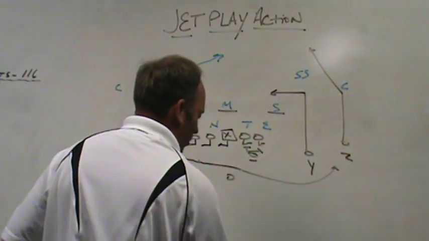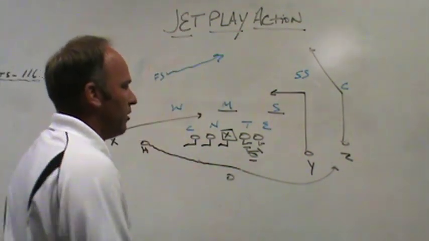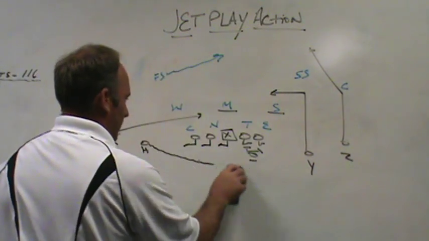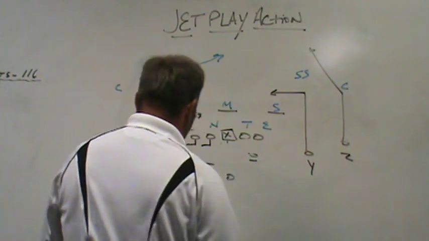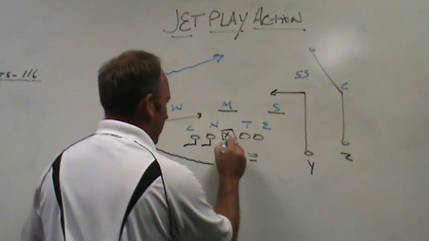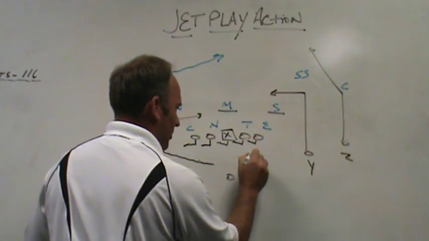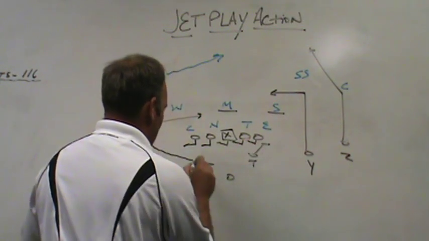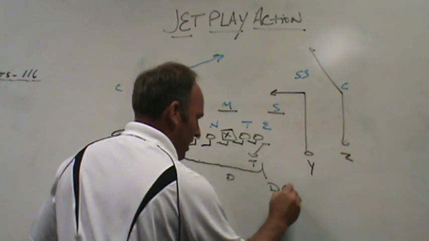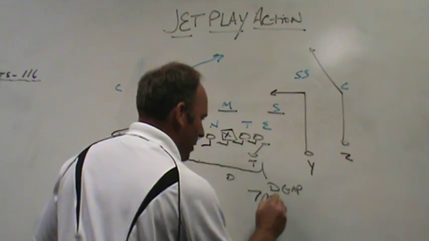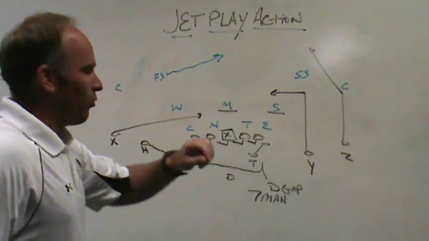And now what we like to do, if we're going to try and take a shot down the field, is tag this H to stay in protection after the jet sweep fake. And now we will fully turn the line here. We will put the tailback in the C gap right now, and then after the jet fake, we will have the H player take the D gap and give us a 7-man protection. Again, why do we like to do that? Two main reasons.